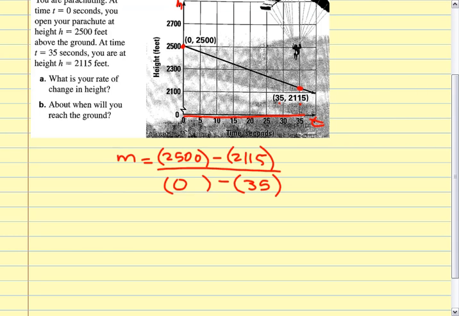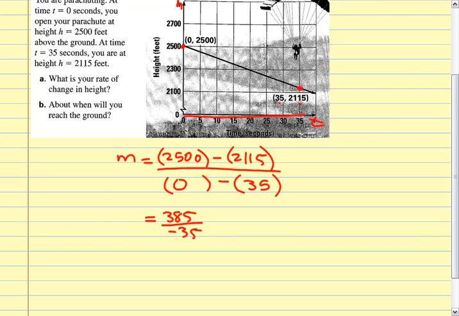Okay? Do you agree? Look at this line that we've got, Lily. What kind of slope is it? Negative, positive? Negative. It's a negative slope because we're going down, aren't we? Okay. Well, here, let's simplify that. That's going to be 385 feet over negative 35 seconds.